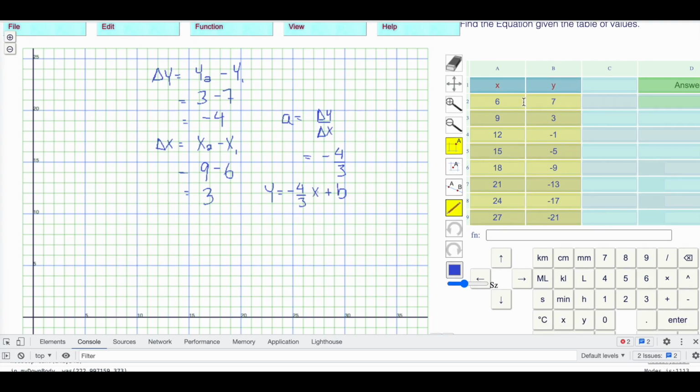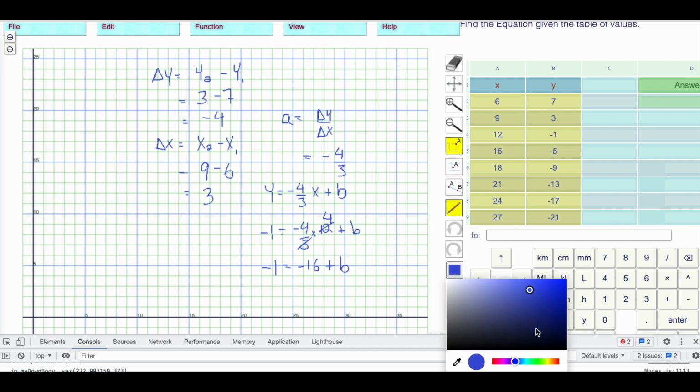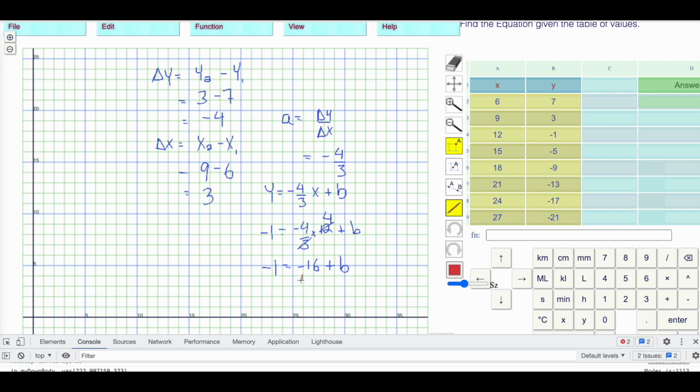Let's calculate the b by putting in a point. I'll use 12, -1, but use any easy point. -1 is equal to -4 over 3 times 12 plus b. And the 3 is going to go into the 12, and that's going to give us 4. That gives us -1 is equal to -16 plus b. I want to get rid of that -16. I am going to add 16 to both sides to get rid of it. And that gives us a result, 15 is equal to b. Our equation is now y is equal to -4 over 3x plus 15.